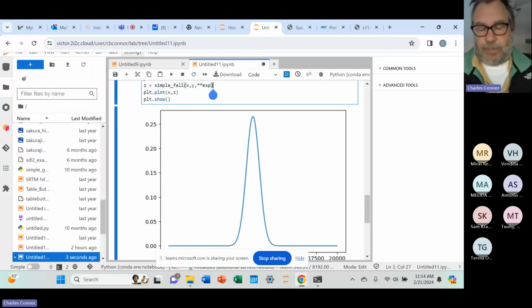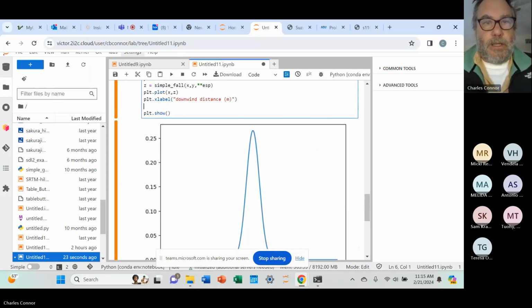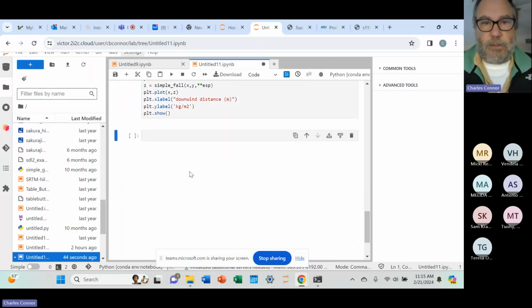I should put some labels on here. The X label is the downwind distance in meters, right? And what's my Y label? My Y label has got to be kilograms per meter squared, right? That's my mass loading. I've got to put it in quotes. And I'm going to run that.